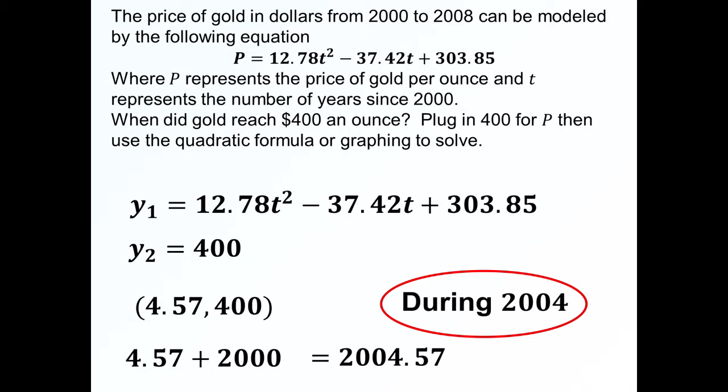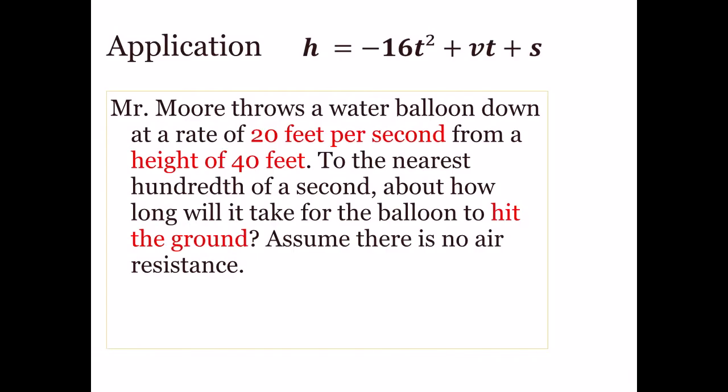Okay, so now we want to bring in another real life one, just to get a little bit more practice. This one here is similar to the one that we did earlier. All right, Mr. Moore throws a water balloon down at a rate of 20 feet per second. So instead of just dropping the water balloon, I actually take it and throw it down as fast as I can. Maybe 20 feet per second isn't really that fast, but it's okay for right now. So from a height of 40 feet, we want to round our answer to the nearest second. How long did it take for the balloon to hit the ground?